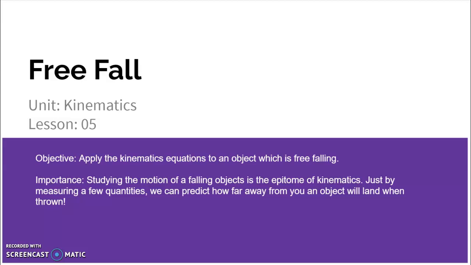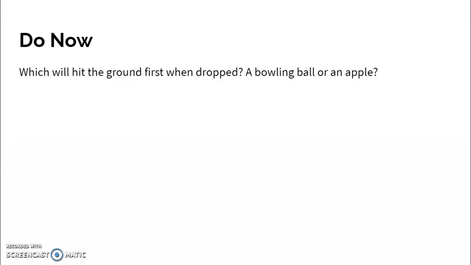And studying falling objects is quintessential when it comes to studying physics, so it's important that we do so. First, I'd like to answer this question here. Which will hit the ground first when dropped, a bowling ball or an apple? Hopefully by the end of this lesson you'll have a justification as to what the correct answer here is.